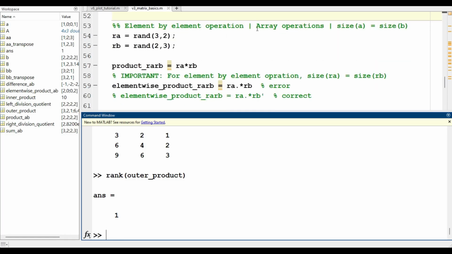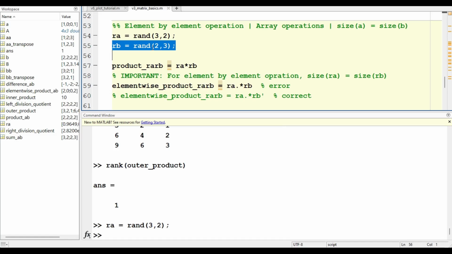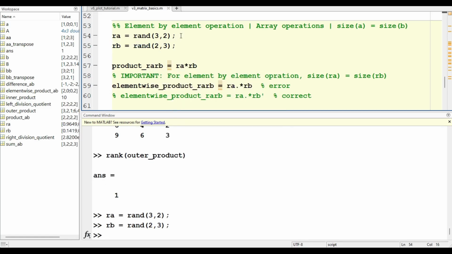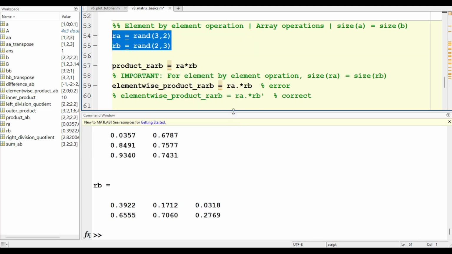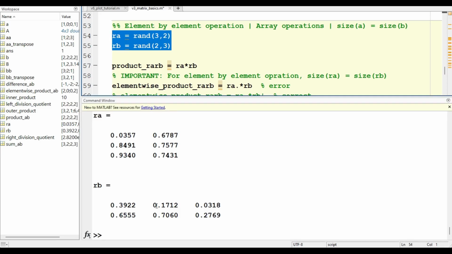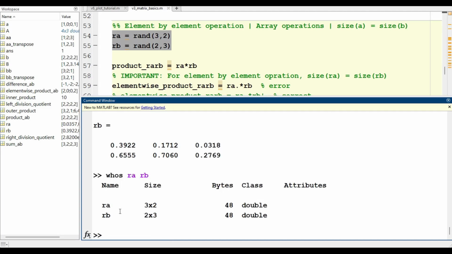This element wise operation we have already seen, so we can see it once again. I should better remove the semicolon so that we can see the results in the command window. If I get two matrices which are of size 3 cross 2 and 2 cross 3, in order to find the size of the matrix, the simple way is to use the command whos. So the matrix RA is of size 3 cross 2 and RB is of size 2 cross 3.